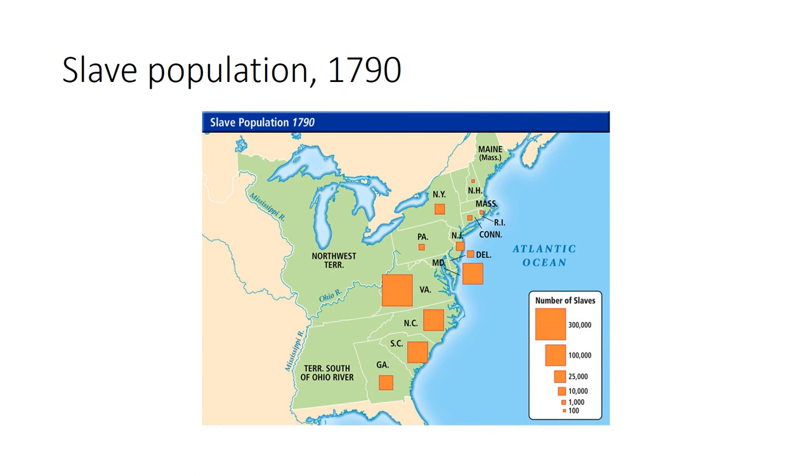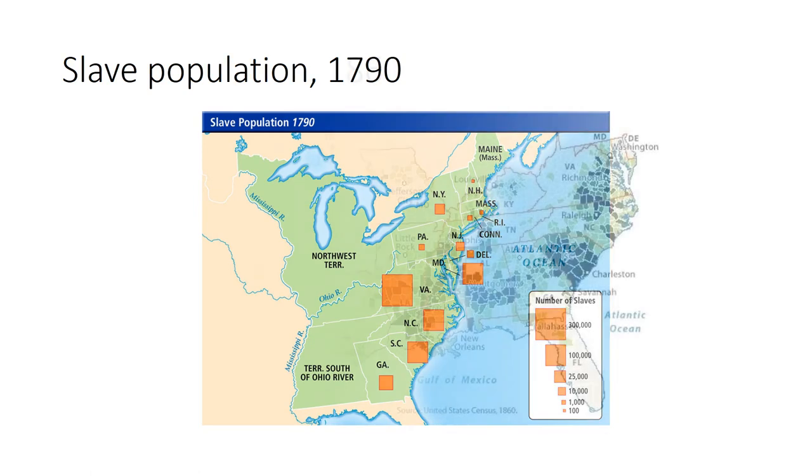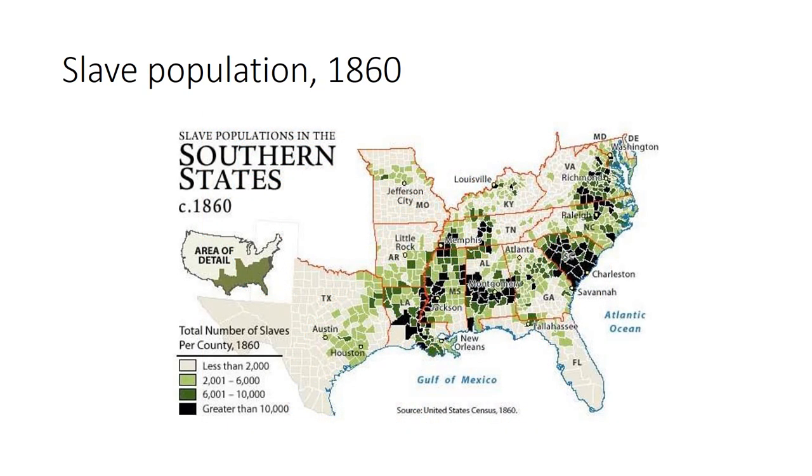And you'll notice that there are small numbers in the northern states at that time, 1790. Well, take a look at 1860. This is a map of the counties of the South. The darker the county is colored, the more slaves were in that county. So the ones that are colored black had more than 10,000 slaves. So where is that happening? Not in Maryland. Somewhat in Virginia, but not as much. There is this band down through the deep South, essentially starting up in South Carolina and coming downward. That is where the largest concentration of slaves was, because that's where the cotton was being grown.